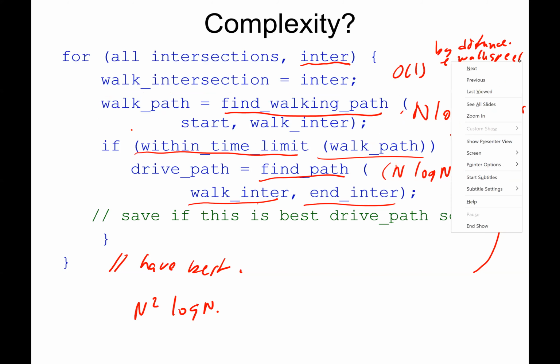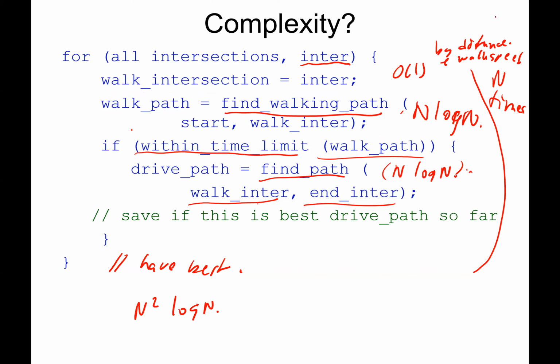If I did that, then I'm not going to need to call find walking path nearly as many times. I only have to call it for things that are actually close, that have some chance. Say there are k of those. And for each of those, I'm going to call my driving find path. But if I do that, I've cut the complexity quite a bit. It's now k times n log n. And k is basically the number of intersections that are reasonable possibilities. Does that make sense? Reasonable possibilities where I've quickly checked using geometric distance.